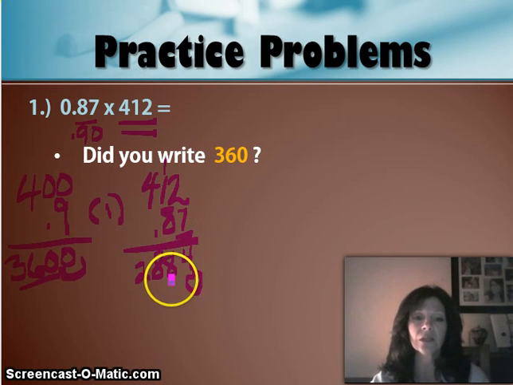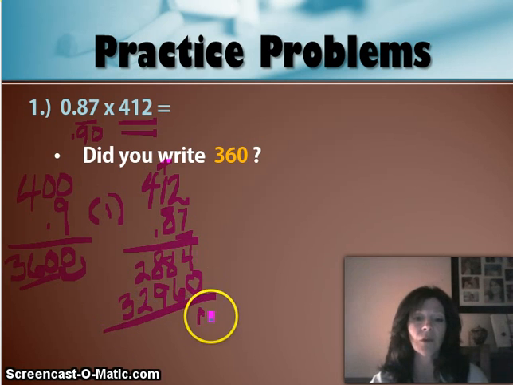8 times 2 is 16, carry a 1. 8 times 1 is 8, plus 1 is 9. 8 times 4 is 32. I need to add these together. 4 plus 0 is 4. 8 plus 6 is 14, carry a 1. 8 plus 9 is 17, plus 1 is 18, carry a 1. 2 plus 2 is 4, plus 1 is 5, and 3.